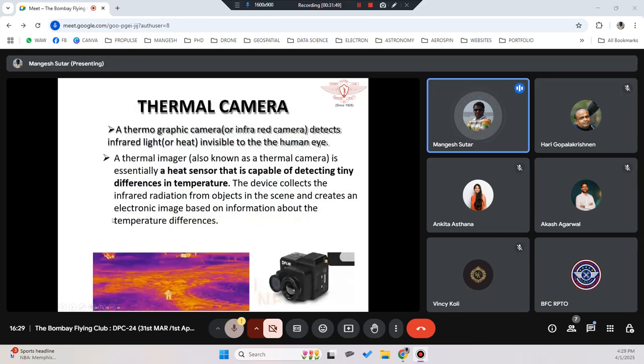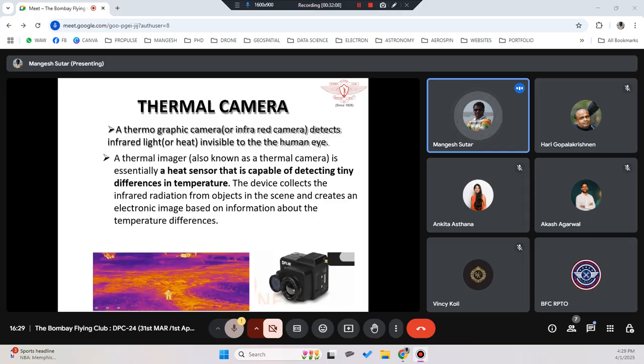Okay, so apart from RGB, there is another type of camera which is normally used. Whatever we can't detect, like the heat of a particular body or object, which is invisible to the human eye, can be detected using an infrared or thermal camera.